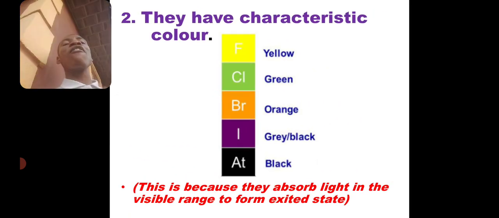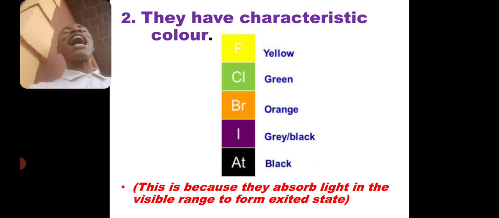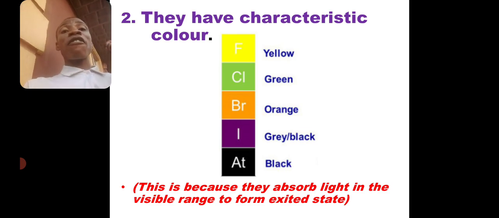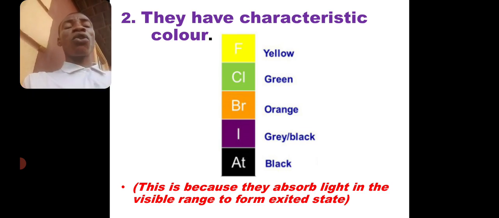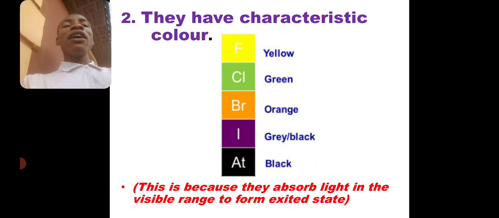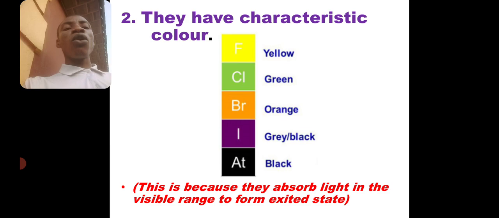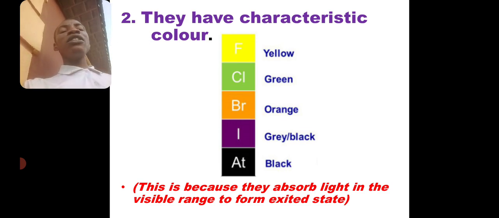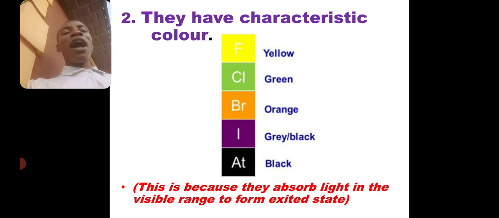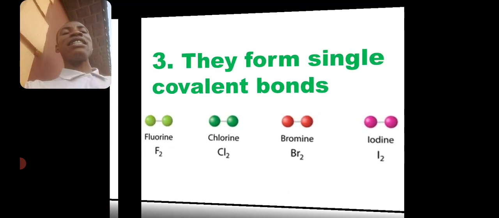They all have characteristic color. They have color that can be used to characterize them, that can be used to identify them. Fluorine has a pale yellow color, as you can see from the screen. Chlorine, greenish yellow color. Bromine, orange, reddish brown color. Iodine is black in color, and astatine is also black. They are able to form color because they absorb light in the visible range to form excited states.